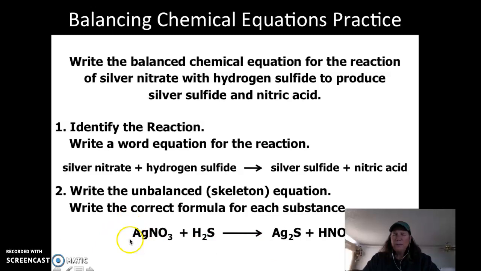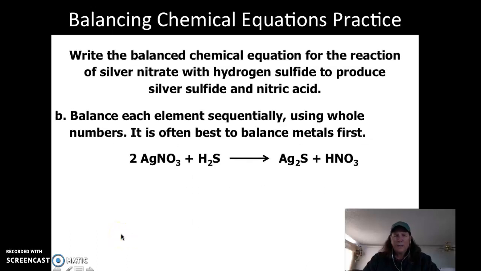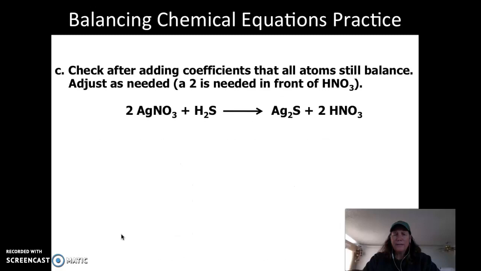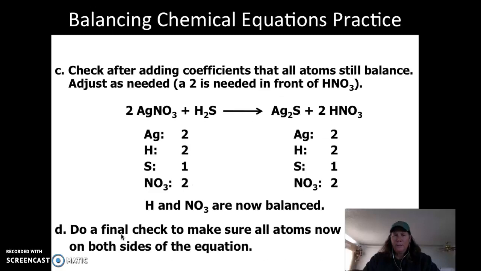I have 2 silver, 2 nitrate groups, 2 hydrogen. Well, if I put a 2 here, that would give me 2 hydrogen and 2 nitrate. So I think a 2 there and a 2 there will take care of it. I'm going to go through these quickly because I'm running out of time. Now am I balanced? Yep.